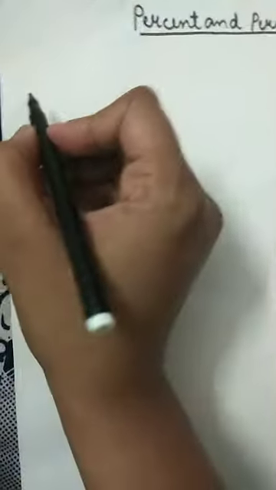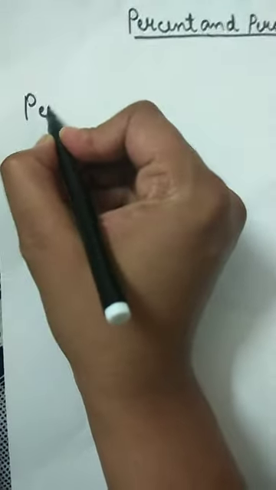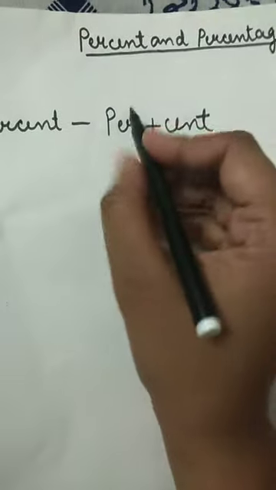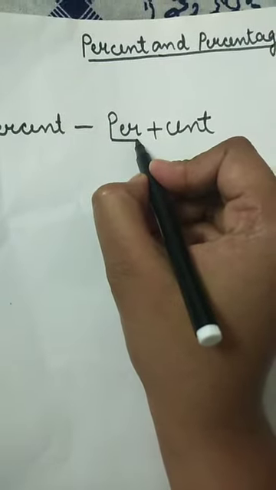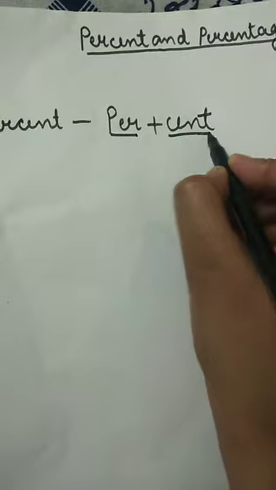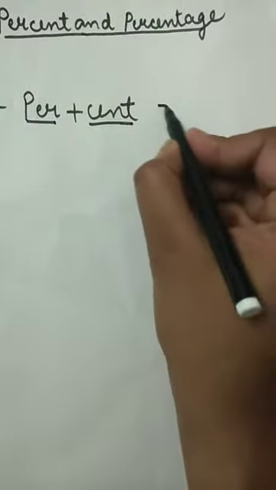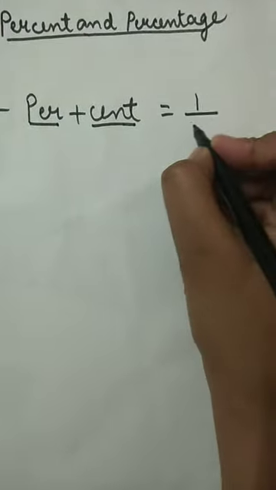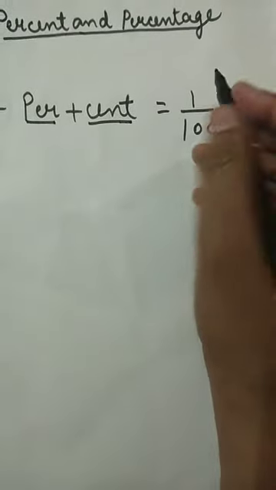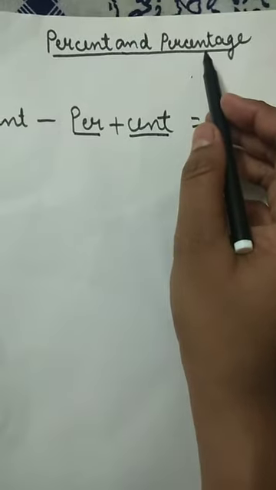If we break the word percent, per means for everyone and cent means 100. Per means 1, cent means 100. So it will be written as 1 upon 100. And percentage, now what does percentage mean?